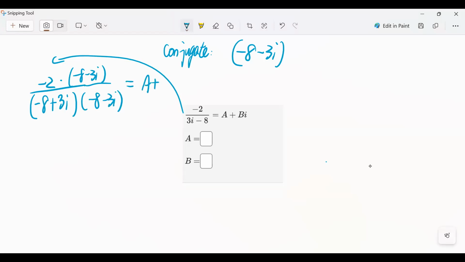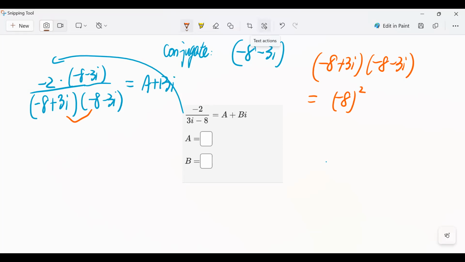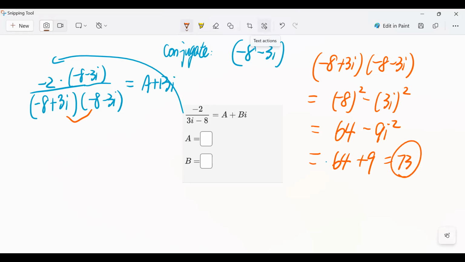That is equal to 8 plus 3i. From here, we just take this out, and then it's just simplify. Minus 8 minus 3i. That will become a plus b, a minus b, so a squared minus b squared. So this is 64 minus 9i squared. I squared is -1, so 64 plus 9. That is 73. So on the bottom is 73, and distribute it.